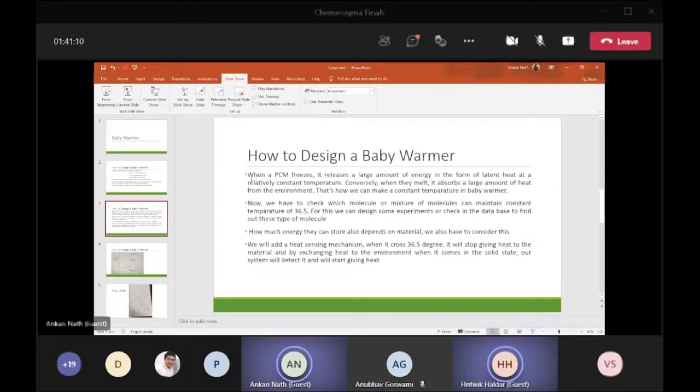So when a PCM freezes, it releases a large amount of energy in the form of latent heat at a relatively constant temperature. Conversely, when it melts, it absorbs a large amount of heat from the environment. That's how we can make a constant temperature in the baby warmer. Now we have to check which molecule or mixture of molecules can maintain a constant temperature of 36.5 degrees centigrade.